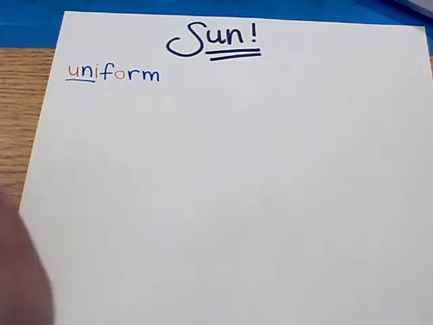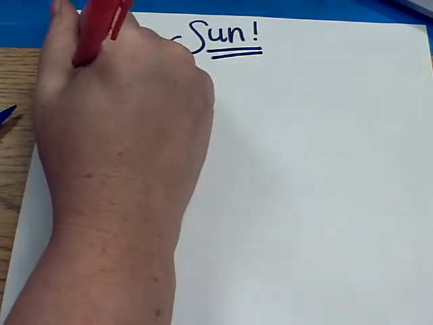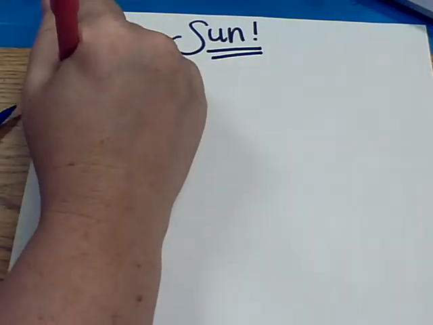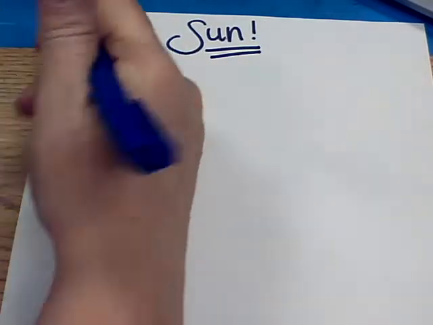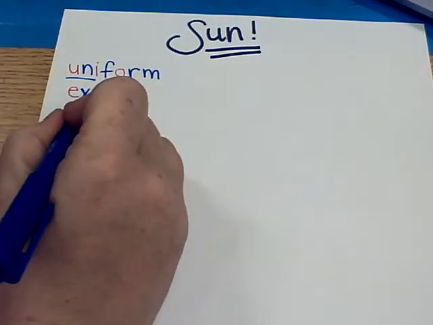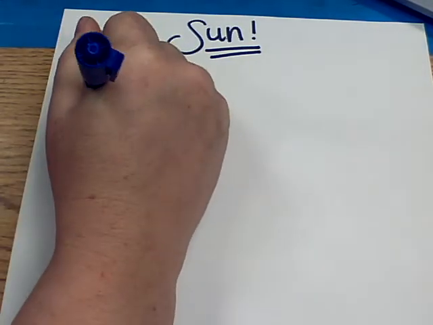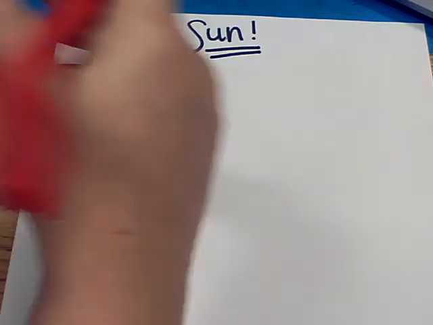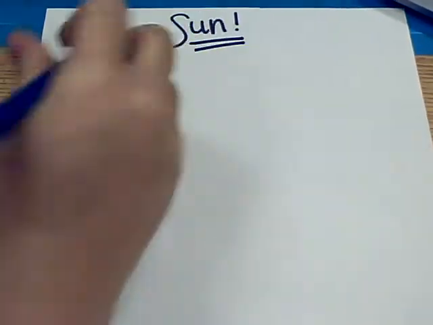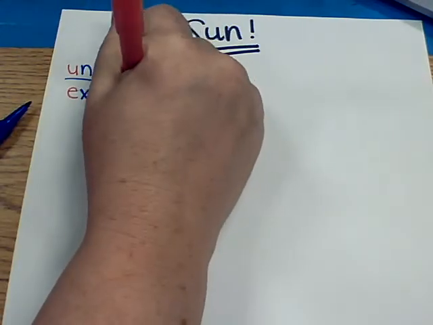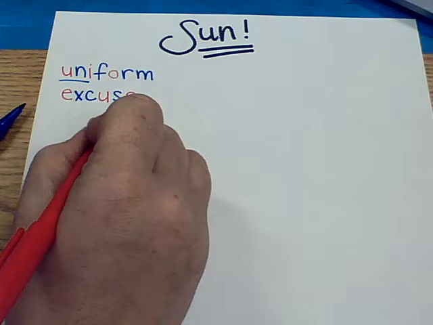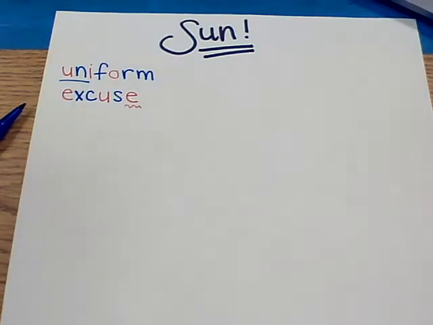We have excuse. So we hear X in there, but we need to have an E before it. Excuse. Now it's actually not a Q. It's going to be a C. And then we have U, S, E. Excuse. There's a silent E at the end, so make sure you don't leave that off.